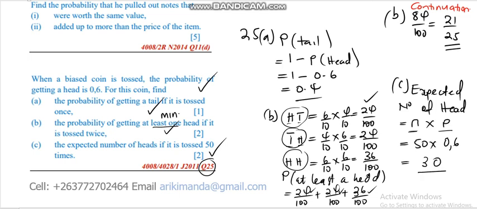Remember, this answer is not even talking about probability, it's talking about the number of heads that will appear if we were to toss this coin 50 times. So the answer is 30. This is how this question is answered, and this is fairly easy. Attempt all other questions from the first question going downwards up until you attempt even this question here.